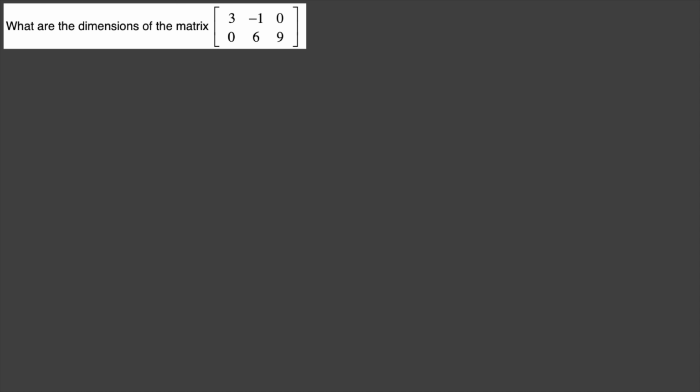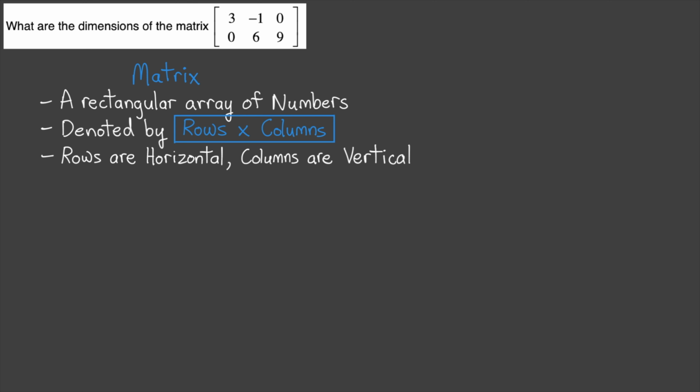This question says, what are the dimensions of this matrix? All right, so we have a row here, and then a few different columns. So let's go ahead and define what a matrix is. A matrix is a rectangular array of numbers. These numbers usually tell us some important piece of information. They can be denoted by rows by columns, and rows are horizontal and columns are vertical.